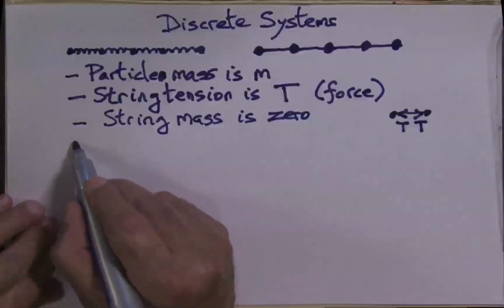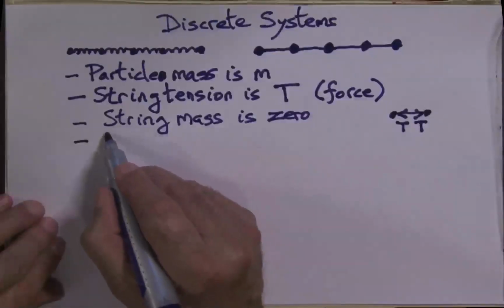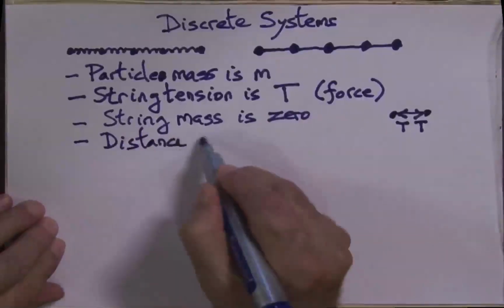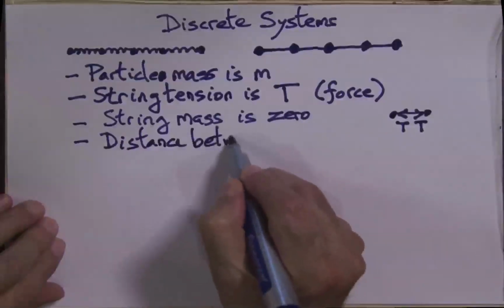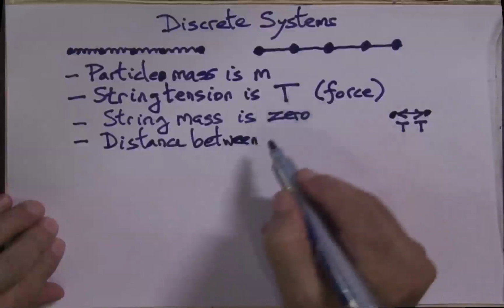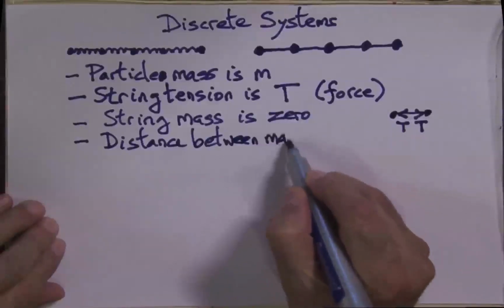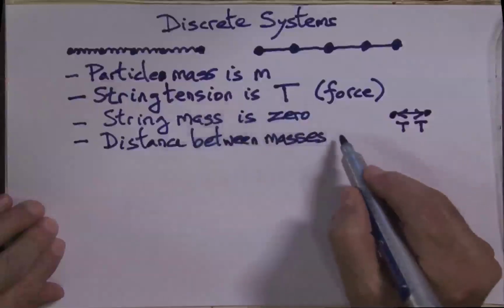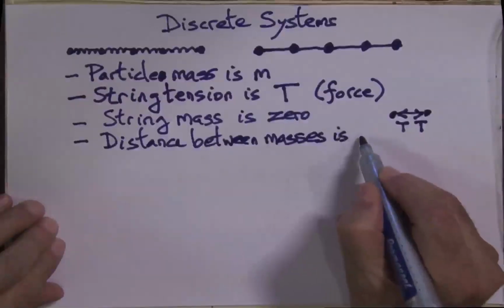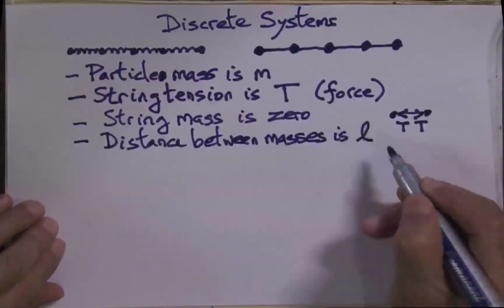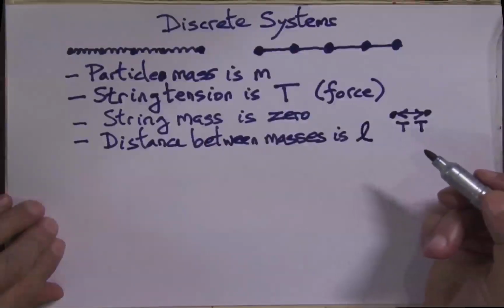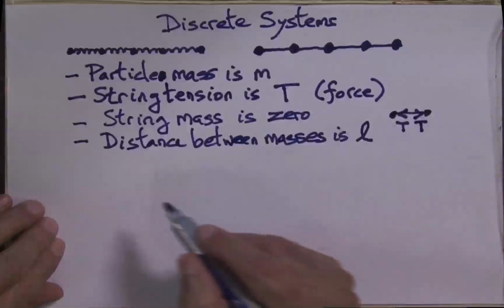We shall take the distance between masses, between one atom and the other. I sometimes call them massives, sometimes call them particles. Same thing. And I'm going to denote that with the small letter L. L is obviously a distance.